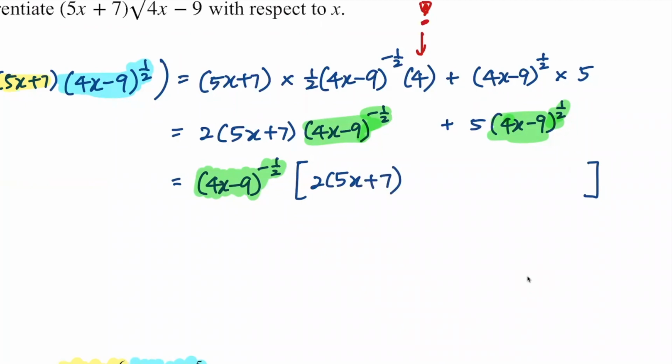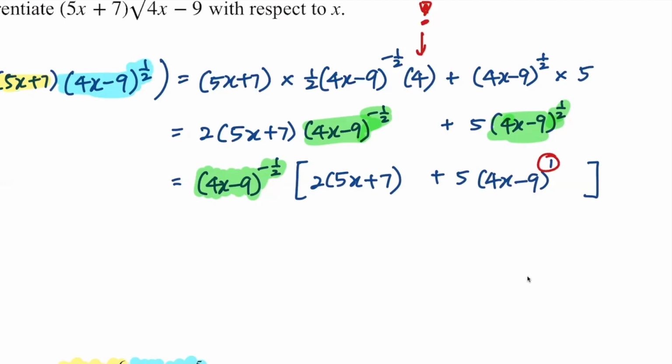Okay, the whole power negative half disappears already. But the second one, there is still a 5 there. But this one over here, after you take out 4x minus 9 to the power of negative half, what is left? Okay, so what you have left is actually 4x minus 9 power 1.